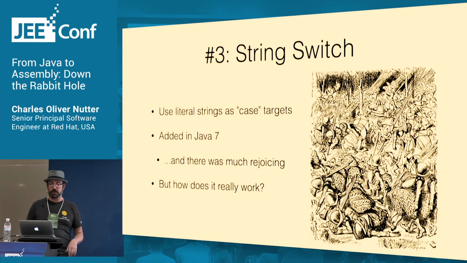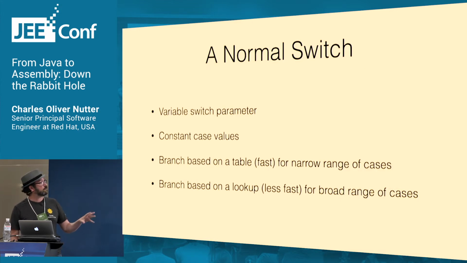Okay, moving on quickly. We'll look at string switch, which came along in Java 7. Very exciting feature to have. Lots of folks have wanted this for years. But how does this really work? So initially, we'll talk about basic switches here. There are 2 different types of switch at the JVM bytecode level. We have a table-based one, if we have a narrow range of values, and a lookup-based one, if the values are very different.